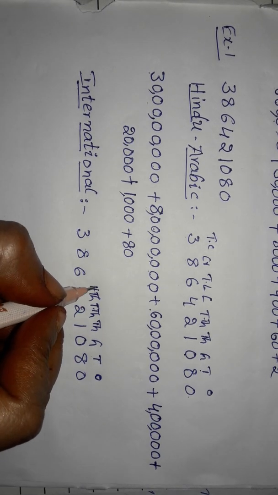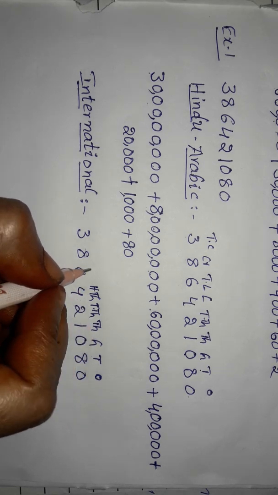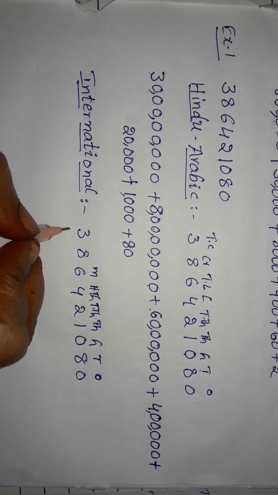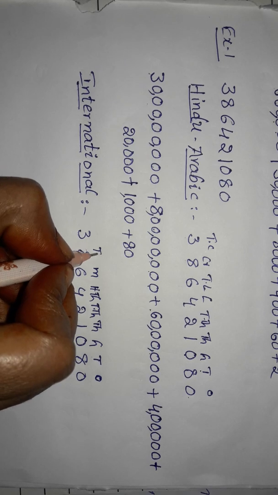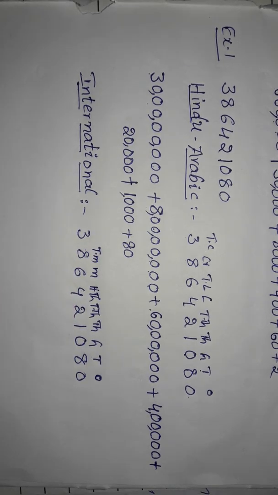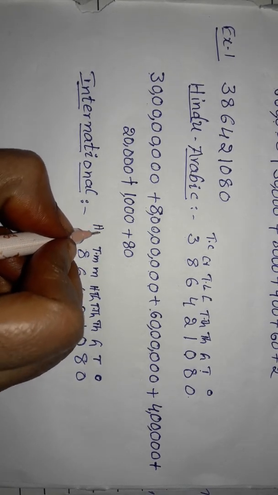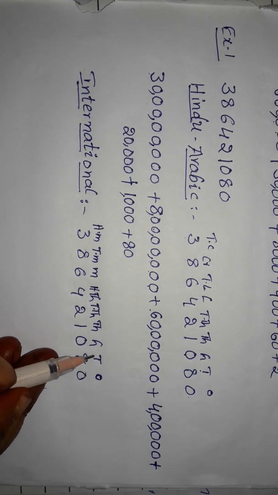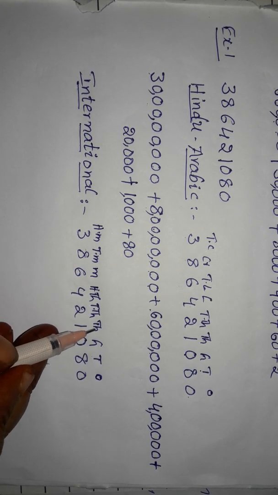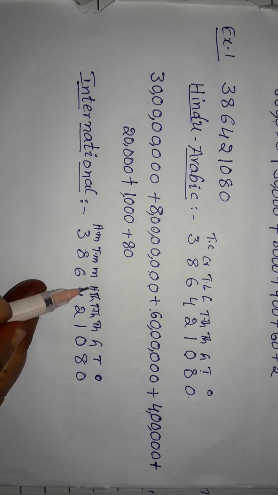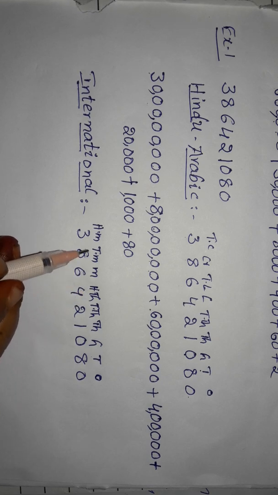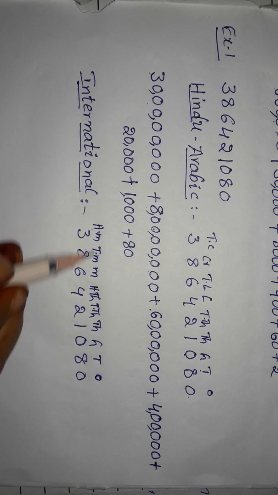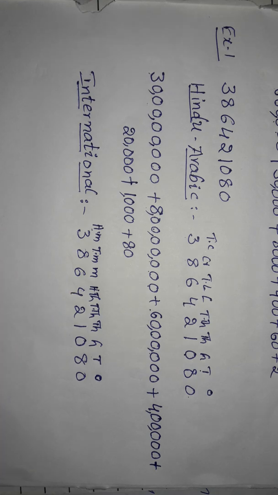100,000s. After 100,000s, millions. After millions, 10 millions. After that 100 millions. Ones, tens, hundreds, thousands, 10,000s, 100,000s, millions, 10 millions and 100 millions. These are the place values. Now we will write in expanded form.